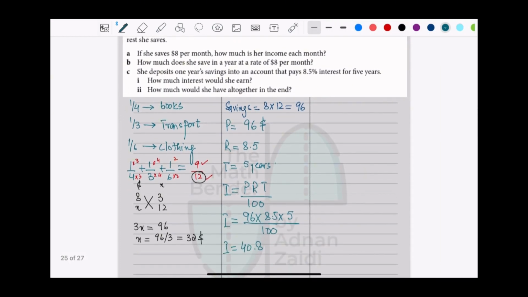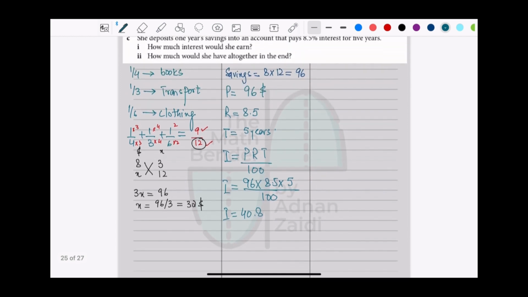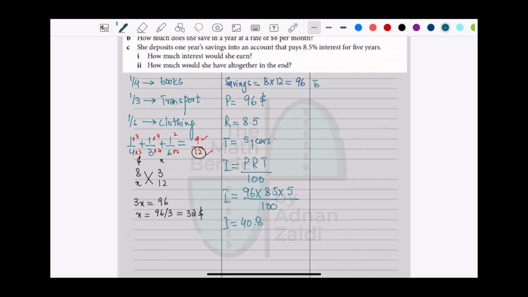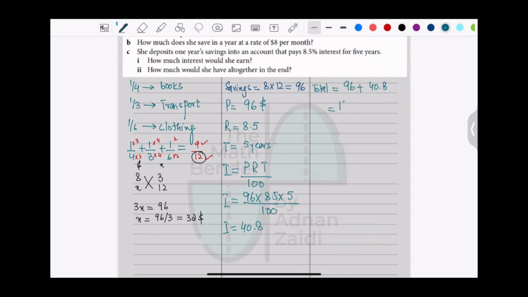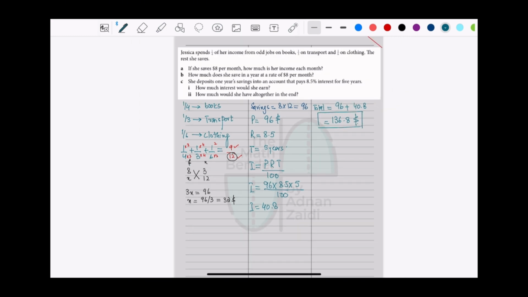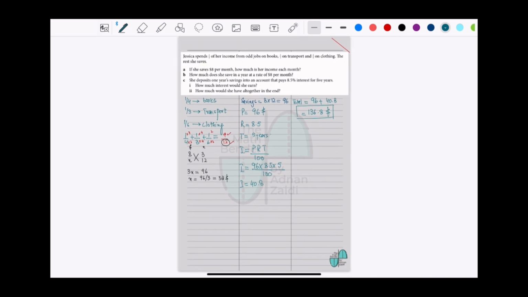How much would she have altogether in the end? So after 5 years, the total amount that she has is going to be 96, which she invested, that's saved up, right? Plus 40.8, which was added to it in the form of interest. So adding both of them will give you $136.8. This is the total amount she has after the end of 5 years.